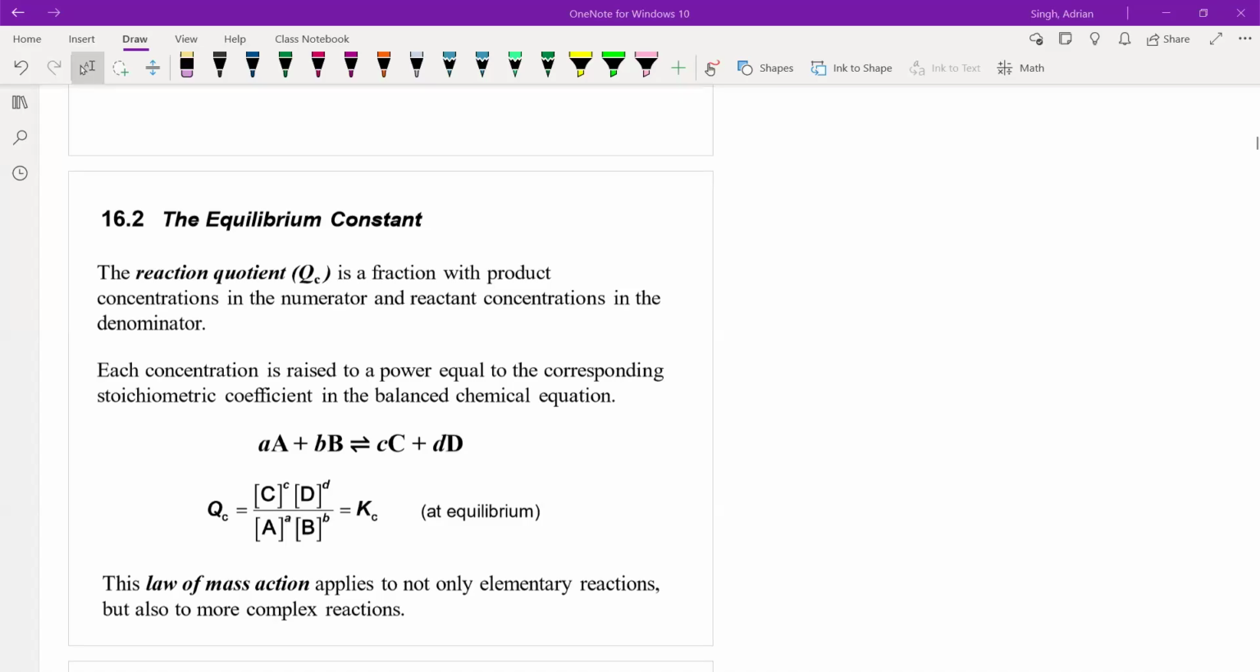Okay, so now that we have a general idea of what equilibrium is and how it is achieved, let's take a look now at how we can quantitatively explore this phenomenon. So we're going to take a look at the quantitative study of equilibrium. And this is all based on having a balanced chemical equation.